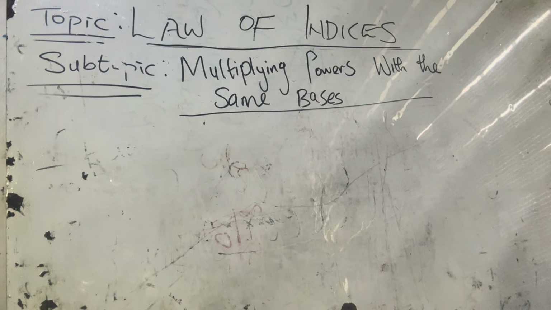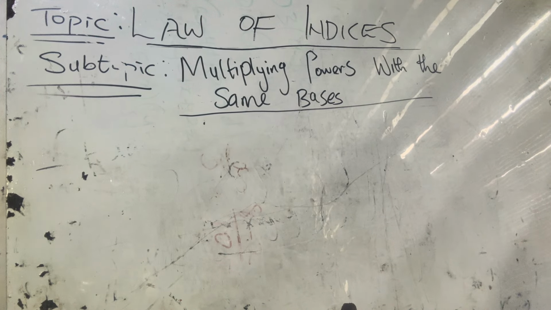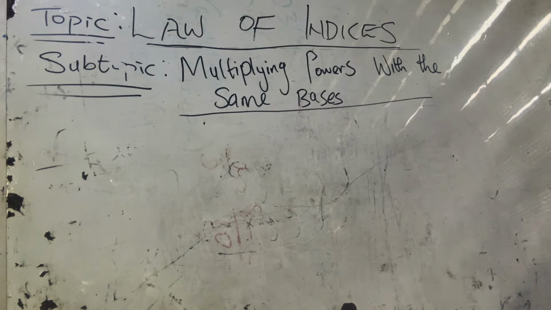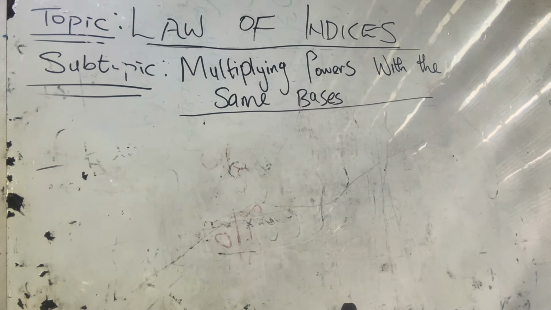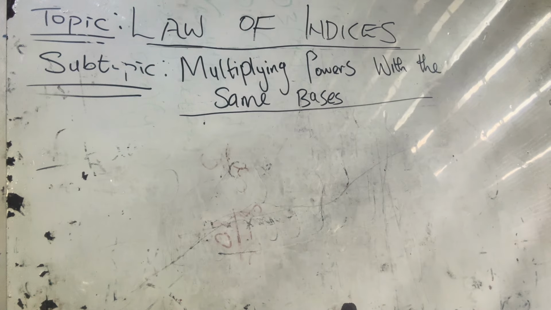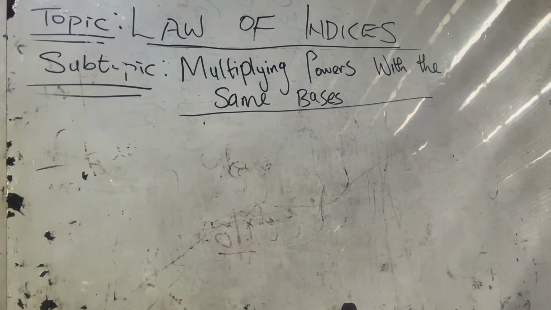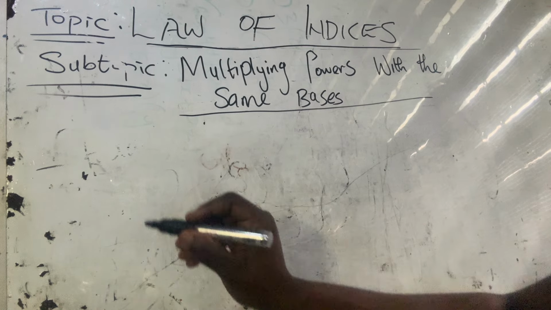Hello guys, today's topic is law of indices, and we're going to be looking at some subtopics under law of indices, which is multiplying powers with the same base. Now we have two methods of multiplying powers with the same base. We have the expanded method and the short method. Now let's take a quick look at this example.